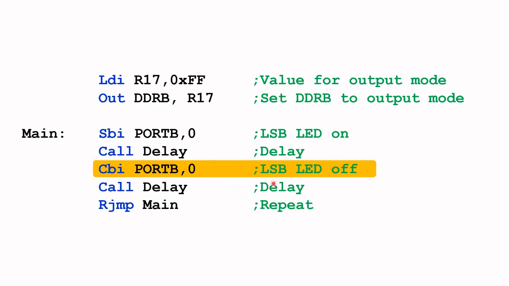So here I've highlighted the CBI instruction again. In this case, if you notice, the I/O register is port B, and the bit that we are interested in port B is bit 0. So with this instruction, CBI port B, 0, that would clear bit 0 of port B. That means port B bit 0 will be set to a logic 0. Okay, so next I would like to take a look into the details of the delay subroutine.